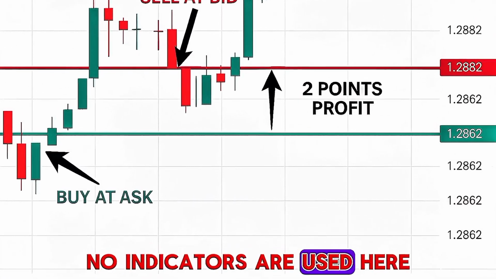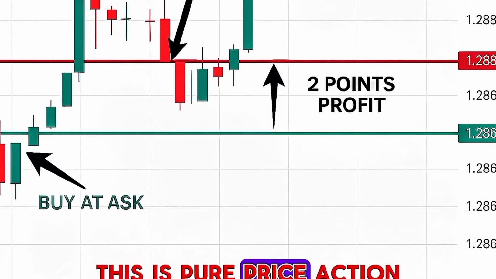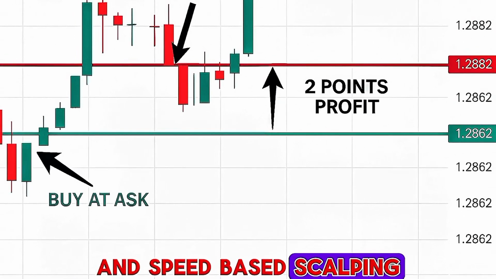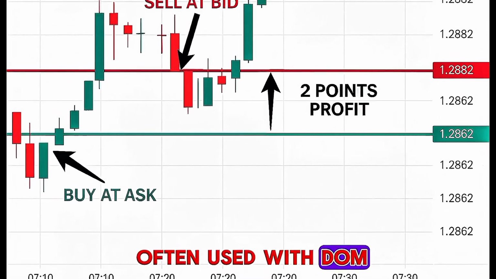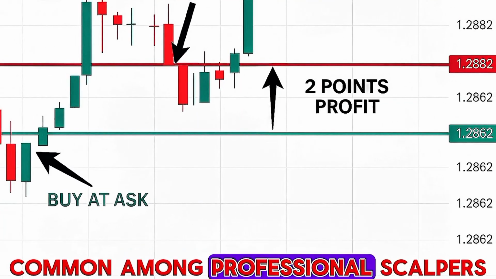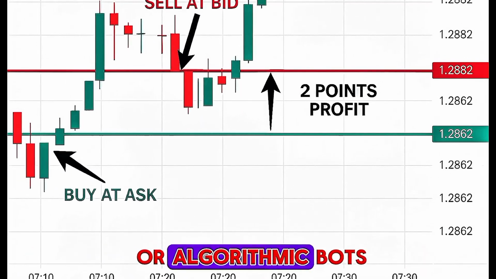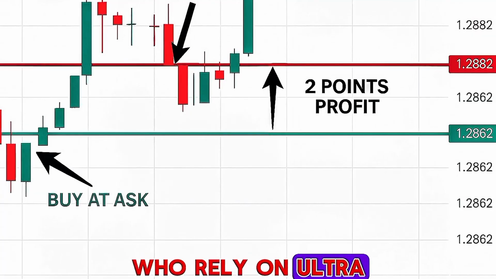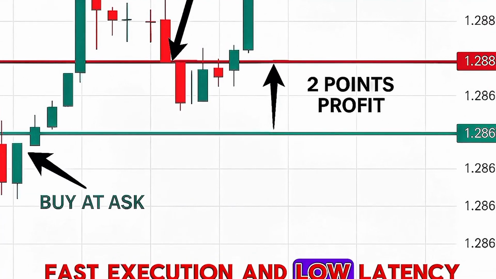No indicators are used here. This is pure price action and speed-based scalping, often used with DOM, depth of market, tools, or level 2 data. Common among professional scalpers or algorithmic bots who rely on ultra-fast execution and low latency.